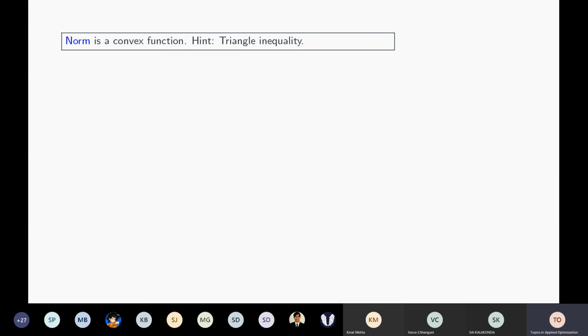So a norm is a convex function. Any norm is a convex function, and that happens because of the triangle inequality. If I take a norm, so norm can be defined like this. A norm is a function, right? So some p is there. We know that many types of norm are there.